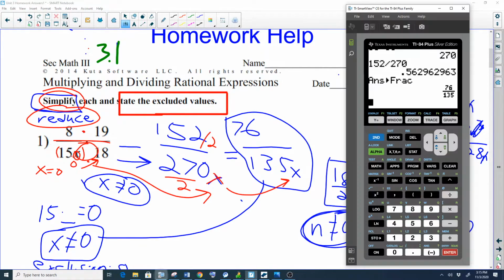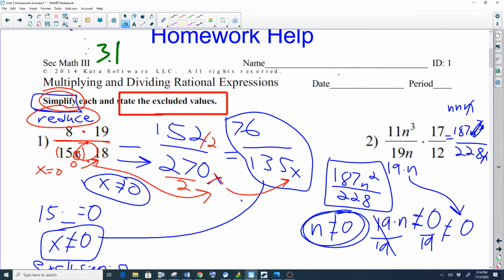Let's show it to you. We had 8 times 19 was 152. If you plug in a 0 for x, you're going to divide by 0 eventually. So 15 times 0, and then times 18, that's going to be 0 in the bottom. And that means error in the calculator. So we cannot do it.